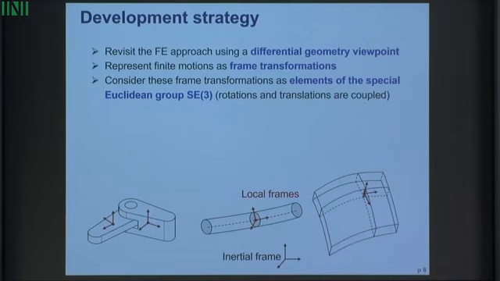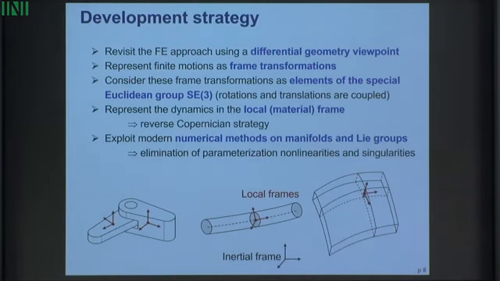If you have a flexible body, like a beam here, you can also define for every point of the center line, you can attach a local frame, and this will represent the position and orientation of the cross-section. This also works for shell. Then at every point of the mid-surface, you define a local frame, which will give you the information about the position and orientation of the normal director. Okay, so everything is in this frame transformation between the local frame and the inertial frame. And this frame transformation, we will consider as an element of the group of rigid body motion, the special Euclidean group.